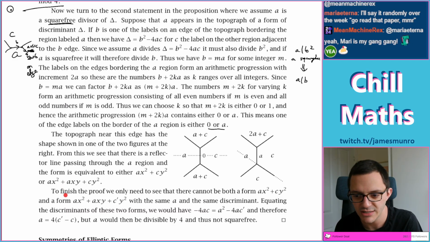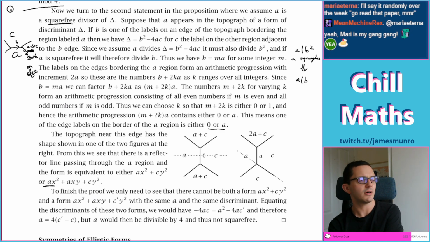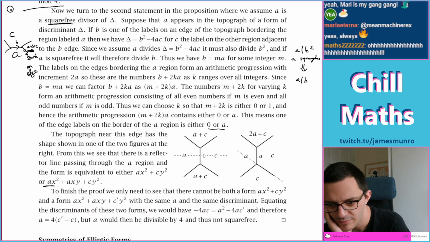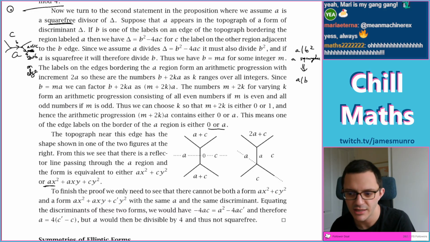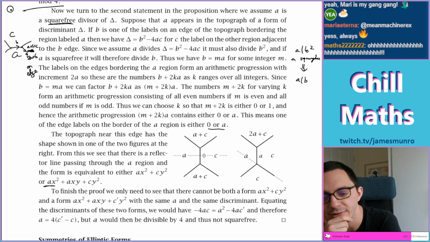So to finish the proof, we only need to see that there cannot be a form like this and a form like that with the same A and the same discriminant. I'll worry about the one being two of the same shape in a second. With the same A and the same discriminant, equating the discriminants, we have this, and therefore A is 4 times the difference. But A would have to be divisible by 4, and that's not square free. Okay. So you can't have both going on, unless maybe you can if A is a square.